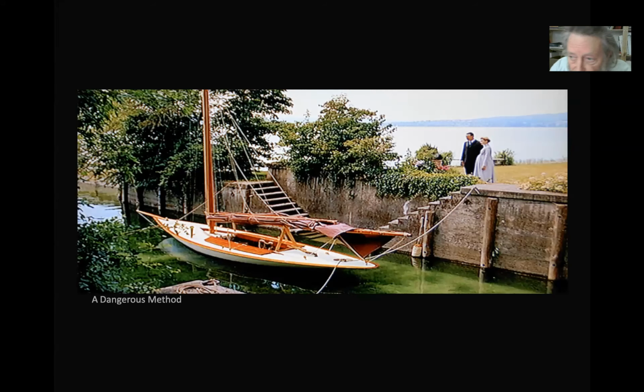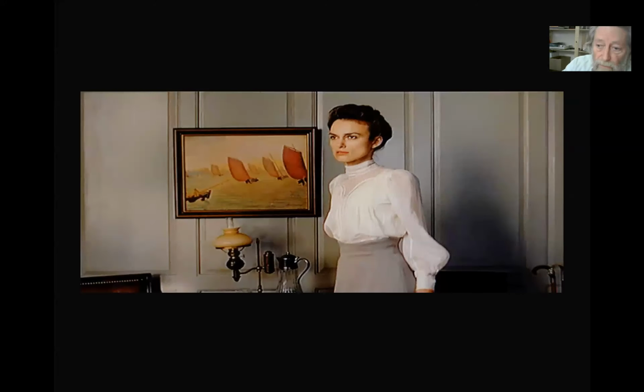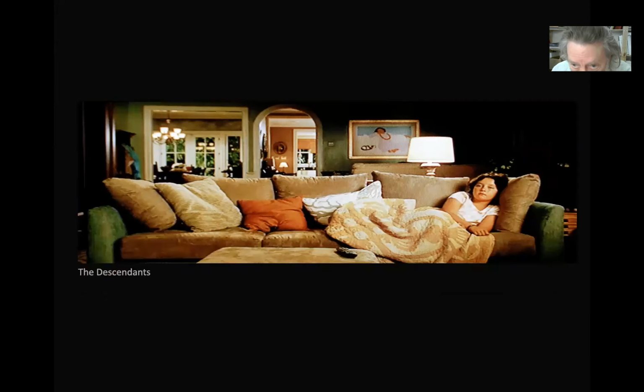This is the movie A Dangerous Method, and it's about Carl Jung, the psychiatrist, whose wife gives him a sailboat with red sails. Interestingly enough, that's where he has his affair with Keira Knightley. The green of new life, the white of purity, the red of passion. At the end of the movie, when she comes to his office to chew his head off, we see a painting on the wall of sailboats with red flags. Passion is a double-edged sword.